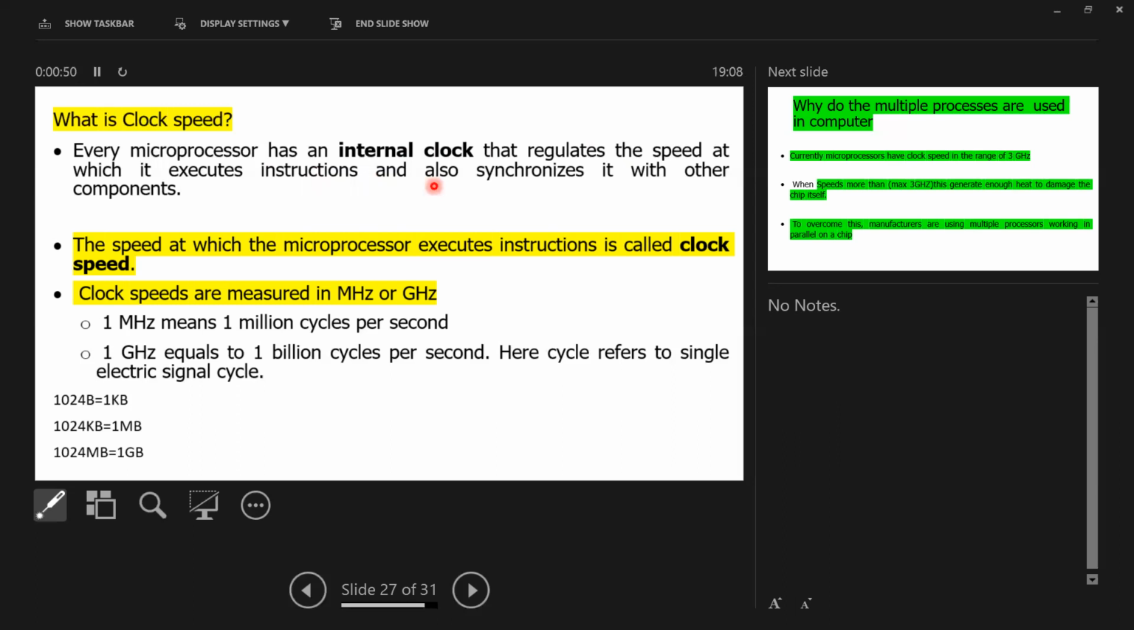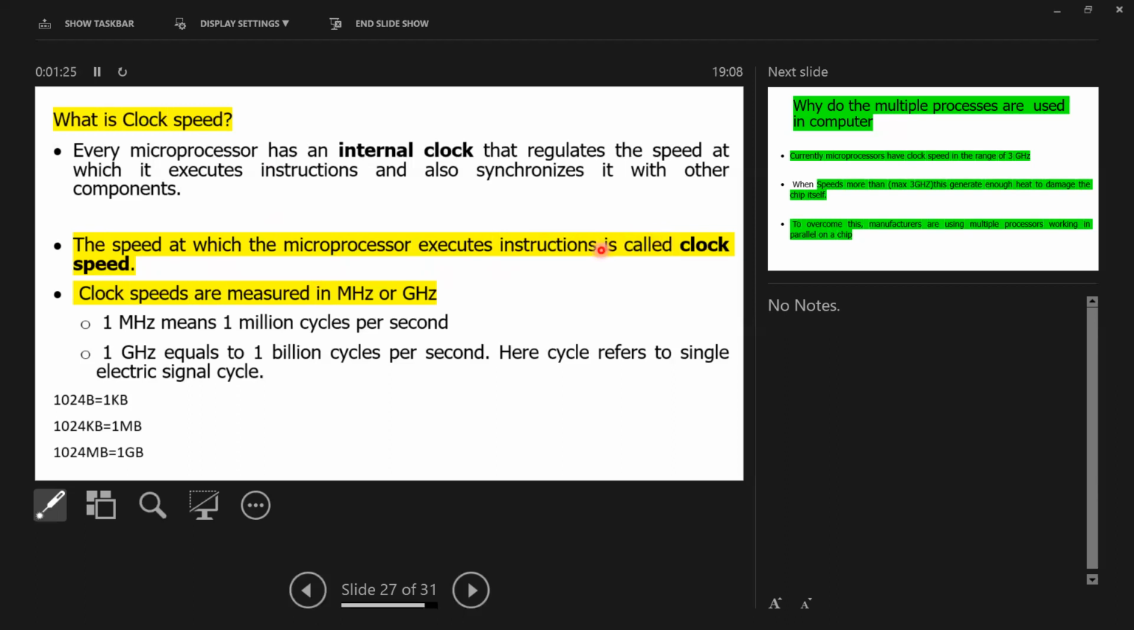The speed at which the processor executes instructions is called clock speed. Again, look at that point. The speed at which the microprocessor executes instructions is called clock speed. How many instructions can the microprocessor process? We call that clock speed.